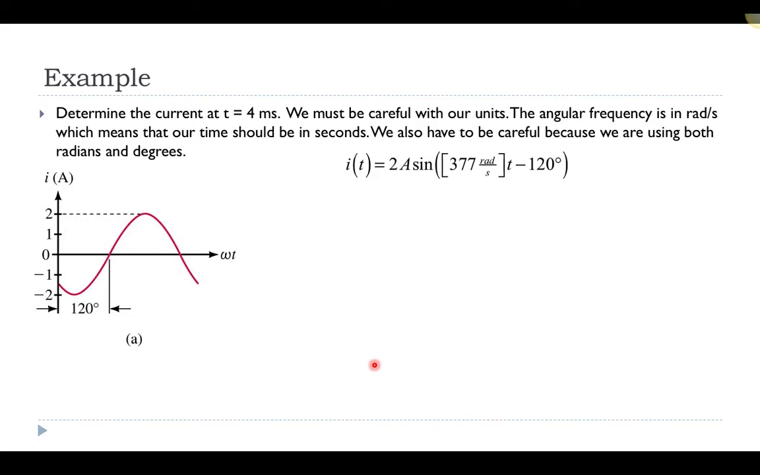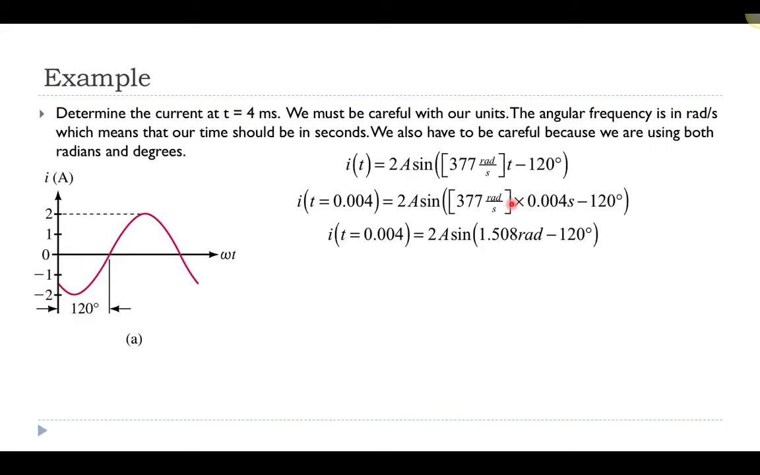So if we're going to determine what the current is at that particular time, we have to be very careful with our units, because the angular frequency has units of radians per second, which means that when we plug in for the time here, we have to make sure that seconds are going to cancel with seconds, so our time should be in seconds, not milliseconds. And then also, when we plug in our value for the time and we get a number here, that number is going to actually be radians. So we have radians and we have degrees, so we have to make sure that we are consistent with our units. So we're going to have to do some type of conversion here.